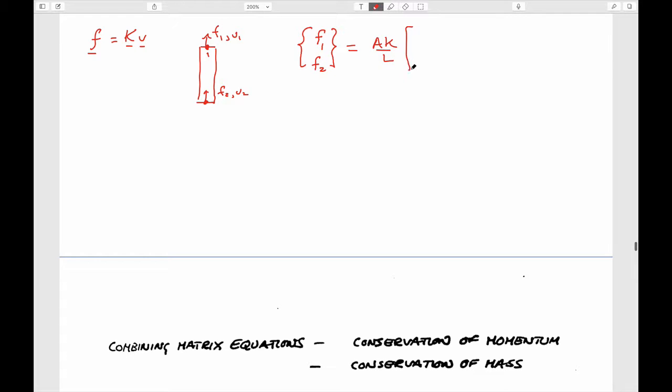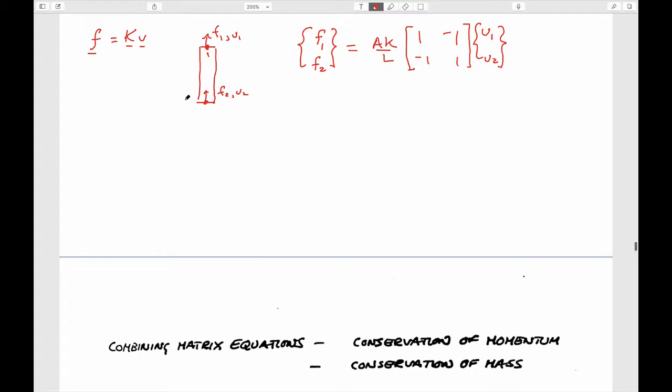It's just a long time since we've done this. 1, minus 1, minus 1, 1, you may recall. And if that's wrong, isn't it? And we relate these displacements, then one way to think about this is in terms of what these individual components mean.